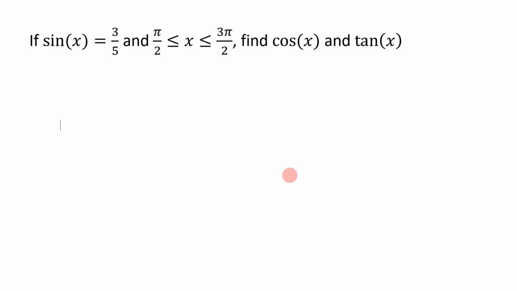Welcome. We're going to answer this question before us. Let's begin by giving it a read. It says, if sine of x is equal to 3 on 5, and x is between pi on 2 and 3 pi on 2, find cos of x and tan of x.